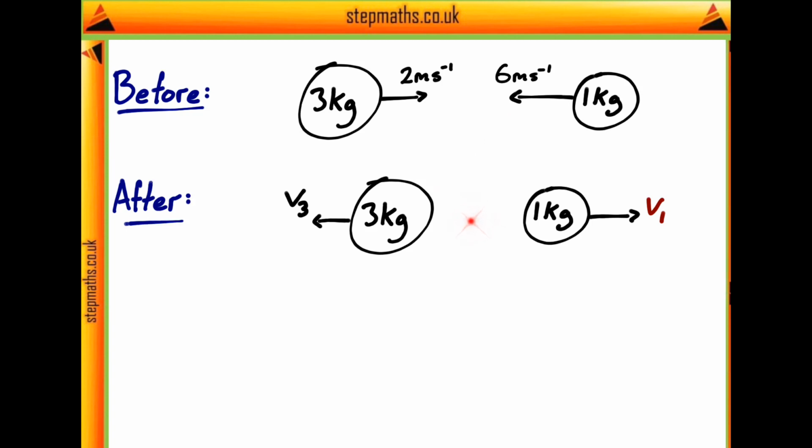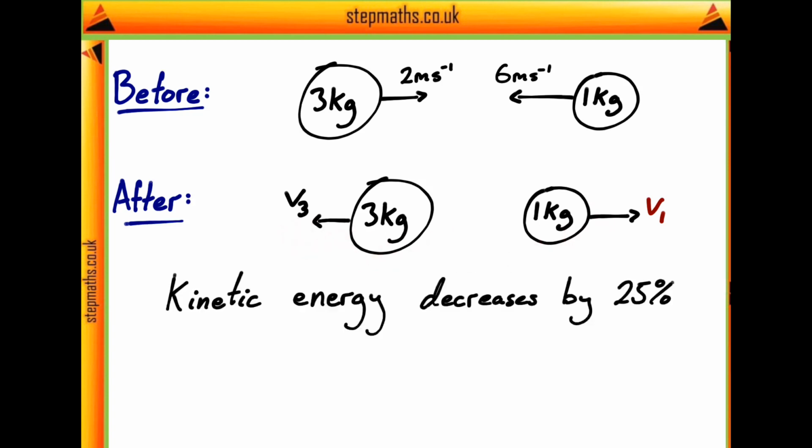Then after the collision they're going to head away from one another with velocities which I've labelled on here as being v1 for the 1 kilogram mass and v3 for the 3 kilogram mass. Now we're also told that in this collision, the total kinetic energy is going to decrease by 25%. This is just because it will be lost through heat or sound in the collision, or something such as that. And now with this information, the question asks us to find v1, the velocity of the 1 kilogram ball after the collision.